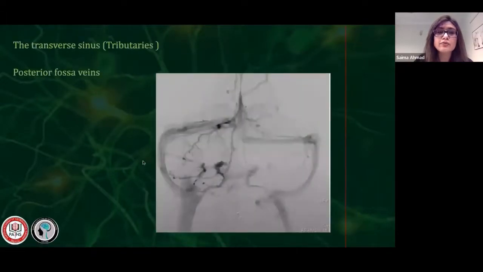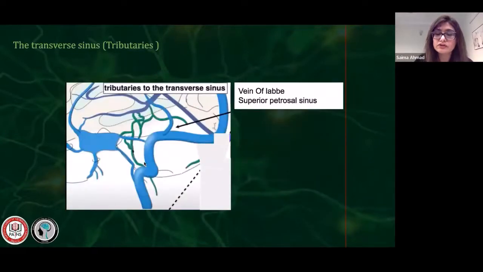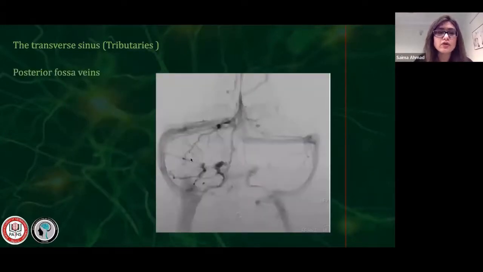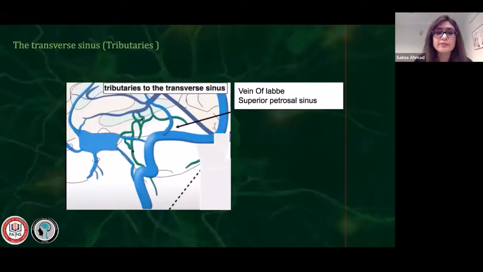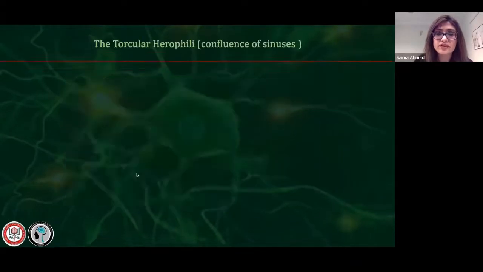Another tributary of the transverse sinus is the posterior fossa veins. We are not going to touch the posterior fossa veins because it is a separate talk. So again, the tributaries of the transverse sinus are the vein of Labbé and the superior petrosal sinus. Here is the cavernous sinus, and this is the superficial middle sylvian vein entering into the cavernous sinus, and this is the inferior petrosal sinus into the internal jugular vein. So we must know all these tributaries.